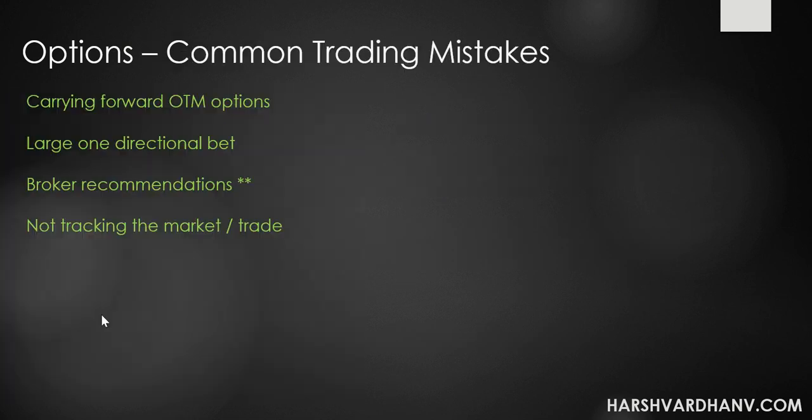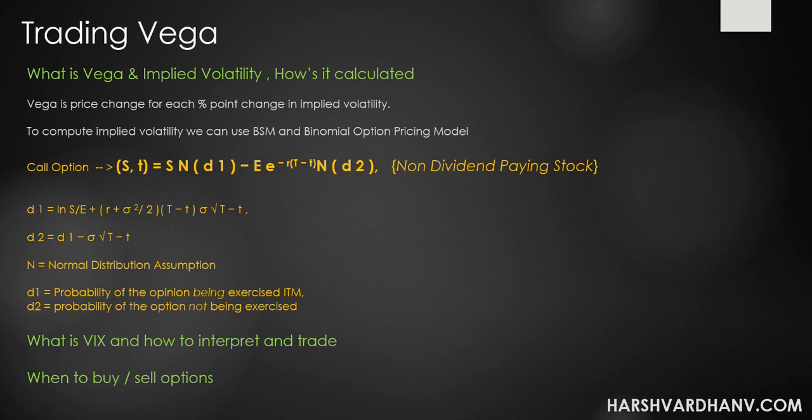So in today's video, I'm going to cover how to interpret vega, what is the VIX of the index, how to interpret and trade the VIX, and eventually when to buy or sell your options. We'll quickly start with the definition of Vega. Vega is the price change for each percentage point change in implied volatility.